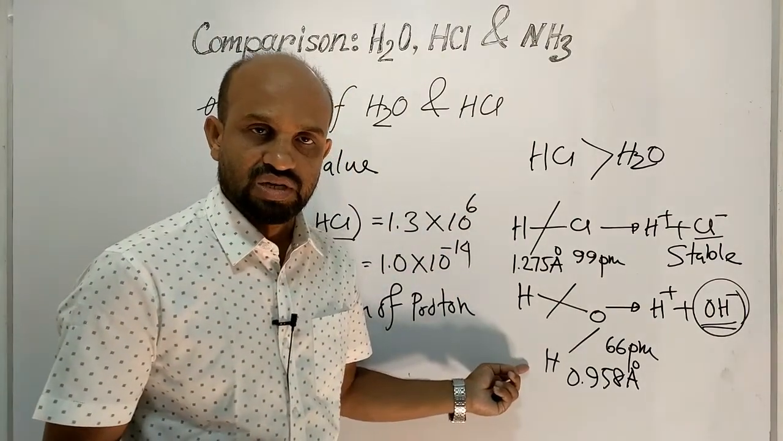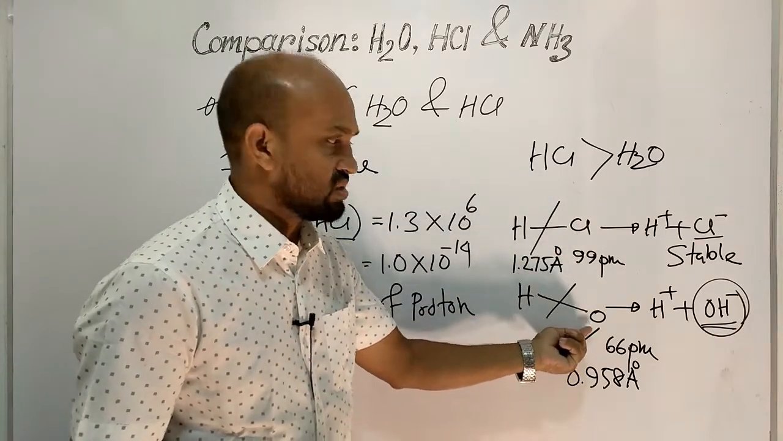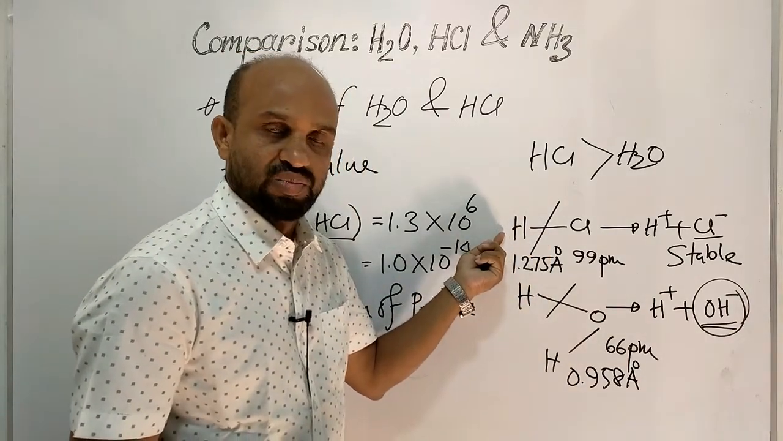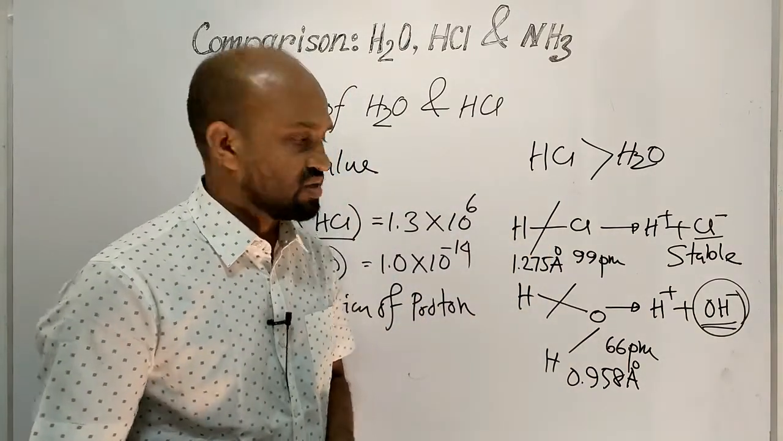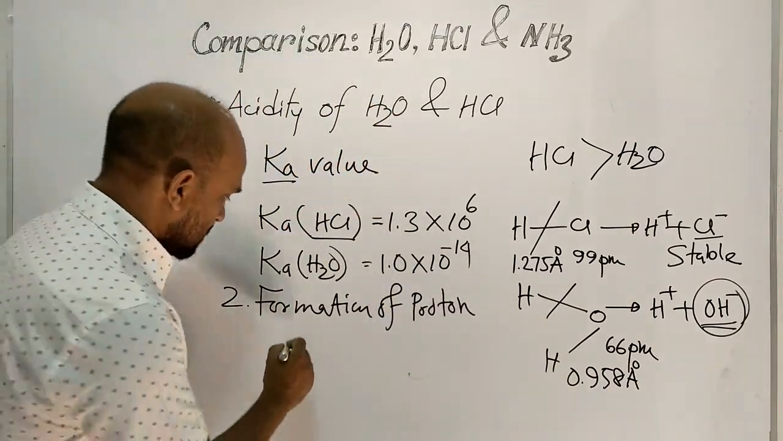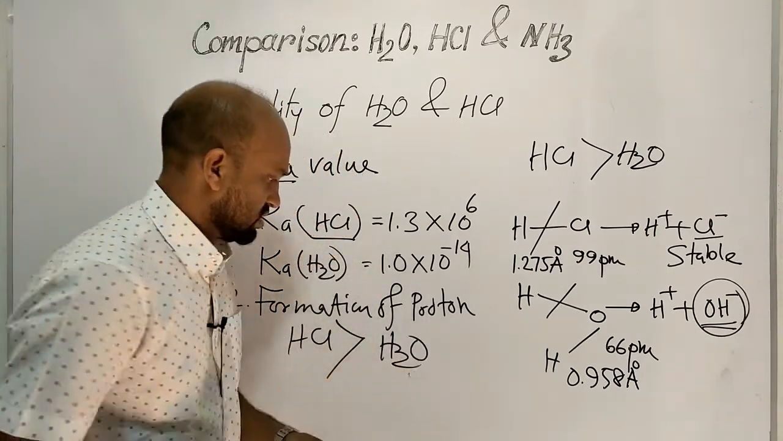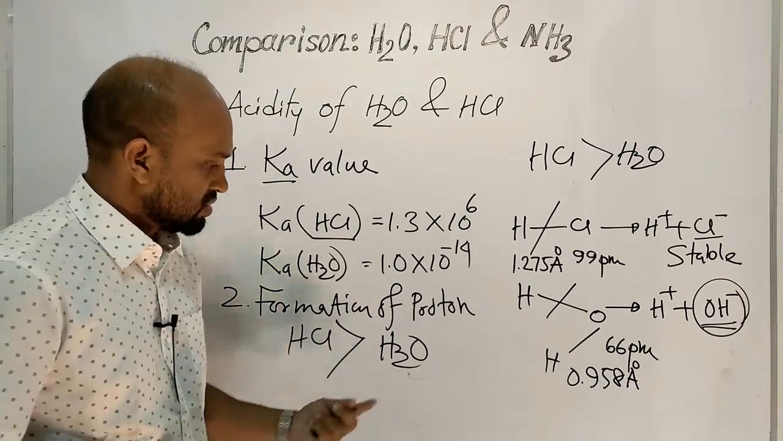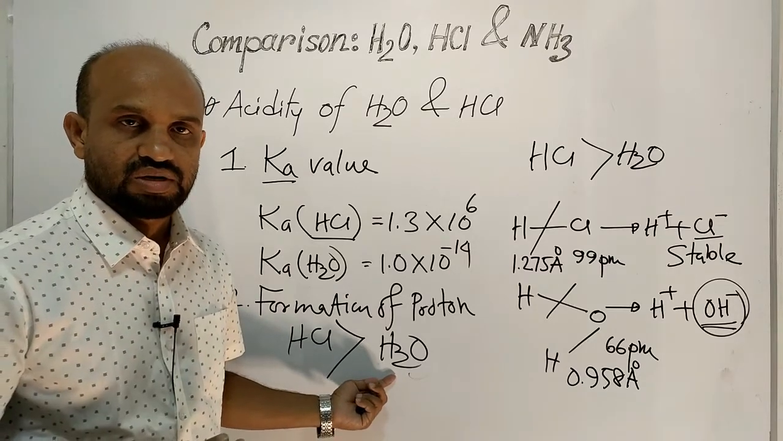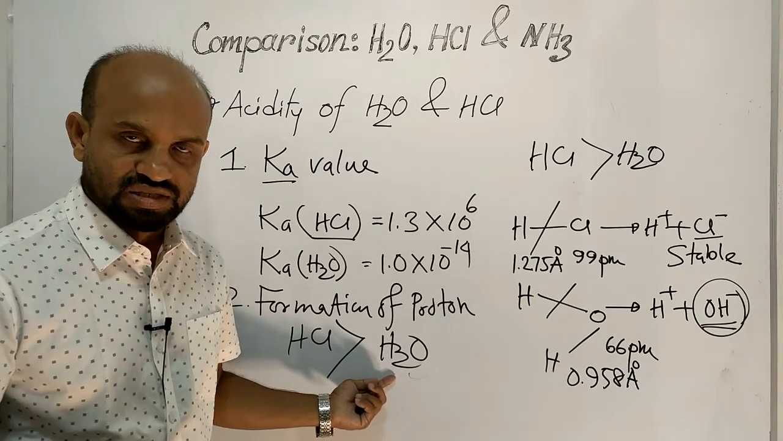Considering these matters, that means the size of chlorine and oxygen and bond distance, HCl produces protons easily compared to water. That is why HCl is a stronger acid than water. So the point is here, water acts as acid in basic medium and water acts as base in acidic medium.